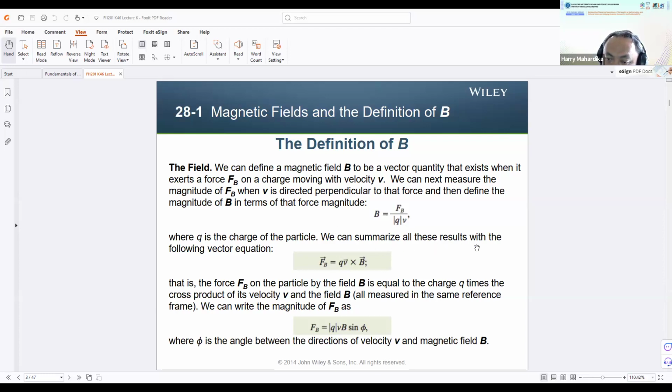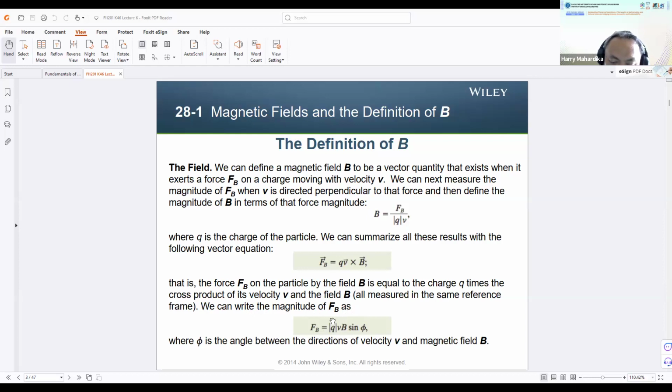We can summarize all this result with the following vector equation that we already saw in the previous description. That is, the force FB on the particle by field B is equal to the charge Q times the cross product of its velocity V and the field B, all measured in the same reference frame. We can write the magnitude FB as equal to the value of Q, not the electrical current, but the charged particle, times the velocity.